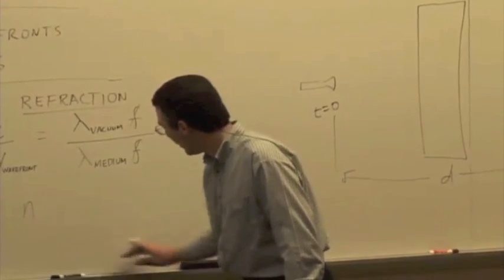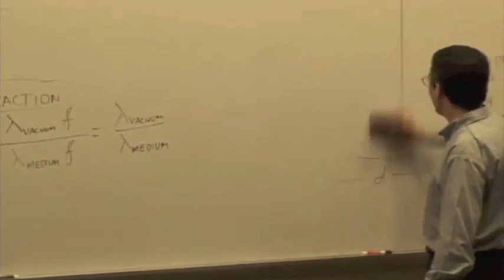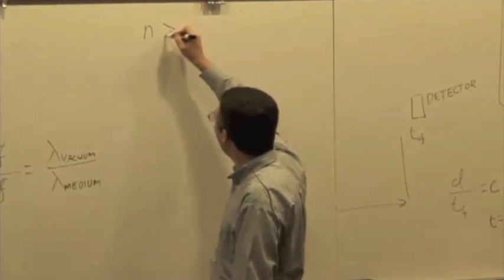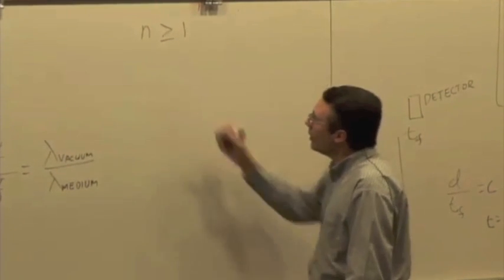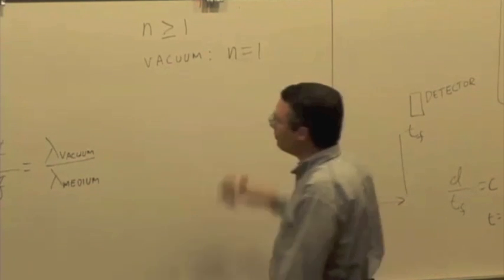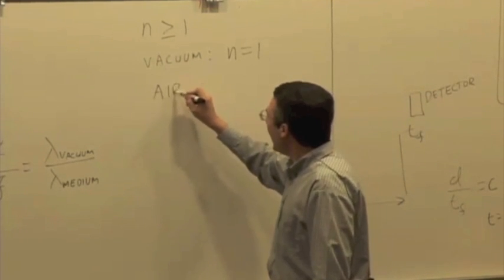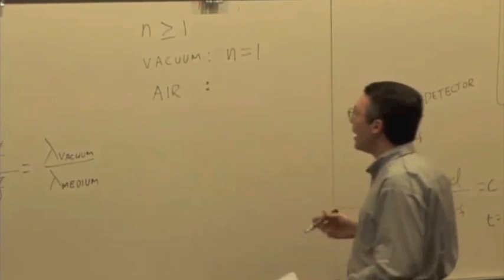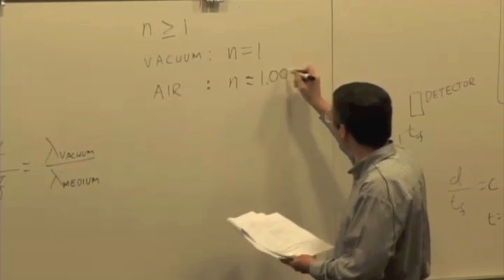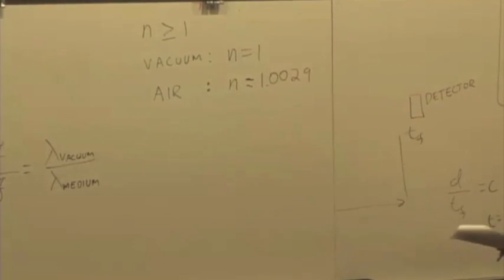And what are sizes of n's? Well, for most ordinary materials, pretty much everything we're going to deal with, n is greater than or equal to 1. Okay? So in vacuum, by definition, n is equal to 1. We just take the speed of light divided by the speed of light. In air, at standard temperature and pressure, n is approximately equal to 1.0029, which is often close enough to 1. Air doesn't really affect the wavefronts that much.